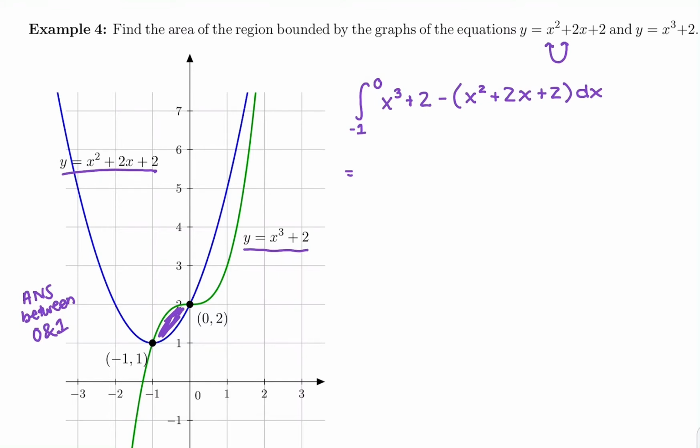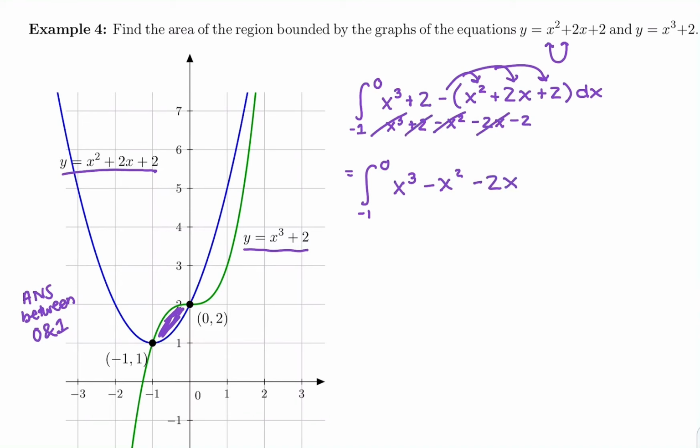I might do some side work before I integrate though. I have x cubed plus 2. I'm going to have a minus x squared, a minus 2x, and a minus 2, distributing that minus to every single term. So I'm really taking the integral from -1 to 0, my two x values, of x cubed, that first term. I have a minus x squared for the second term. For the x term, it's a minus 2x. And then lastly, the positive 2 and the negative 2 for the constant, those cancel out. So again, 2 minus 2 is 0. So we're just integrating x cubed minus x squared minus 2x dx.